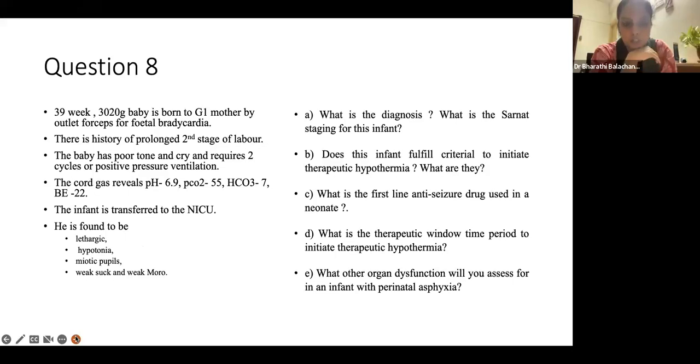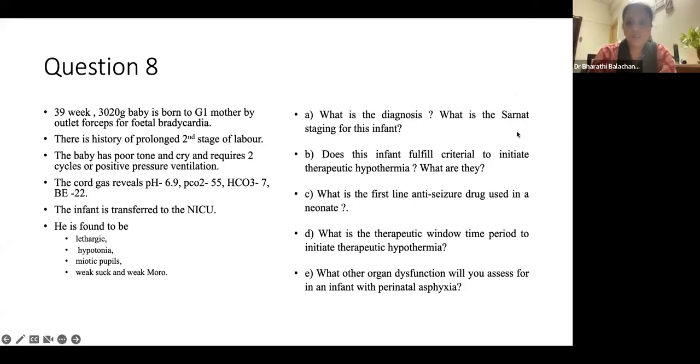Okay. So this is another scenario 8. A 39-weeker baby, 3 kg, born to a primary mother by outlet forceps for fetal bradycardia. There is a history of prolonged second stage of labor, the baby has poor tone, cry, and requires 2 cycles of positive pressure ventilation. And this is a cord blood gas, which is pH of 6.9, PCO2 55, bicarb 7, and base deficit is -22. And this baby is found to be lethargic, hypotonic with miotic pupils, weak suck, and Moro.